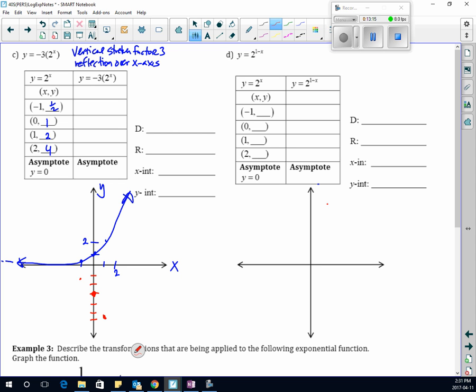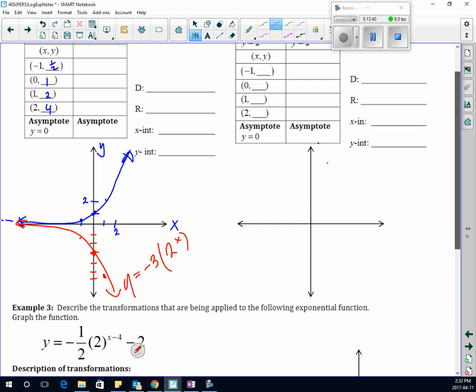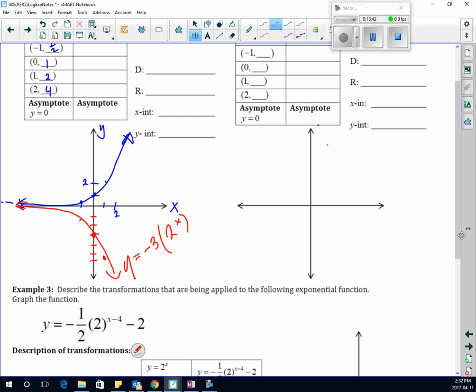And where is my asymptote? Did it get moved down or anything? Nope, it's still in the same spot. So it's going to go like that, right? Does everybody see? So this would be my y equals -3 bracket 2 to the power x. We good with that? I can raise it if you want. We're good? Okay, what's the domain? Same thing every single time, yes? What's my range?